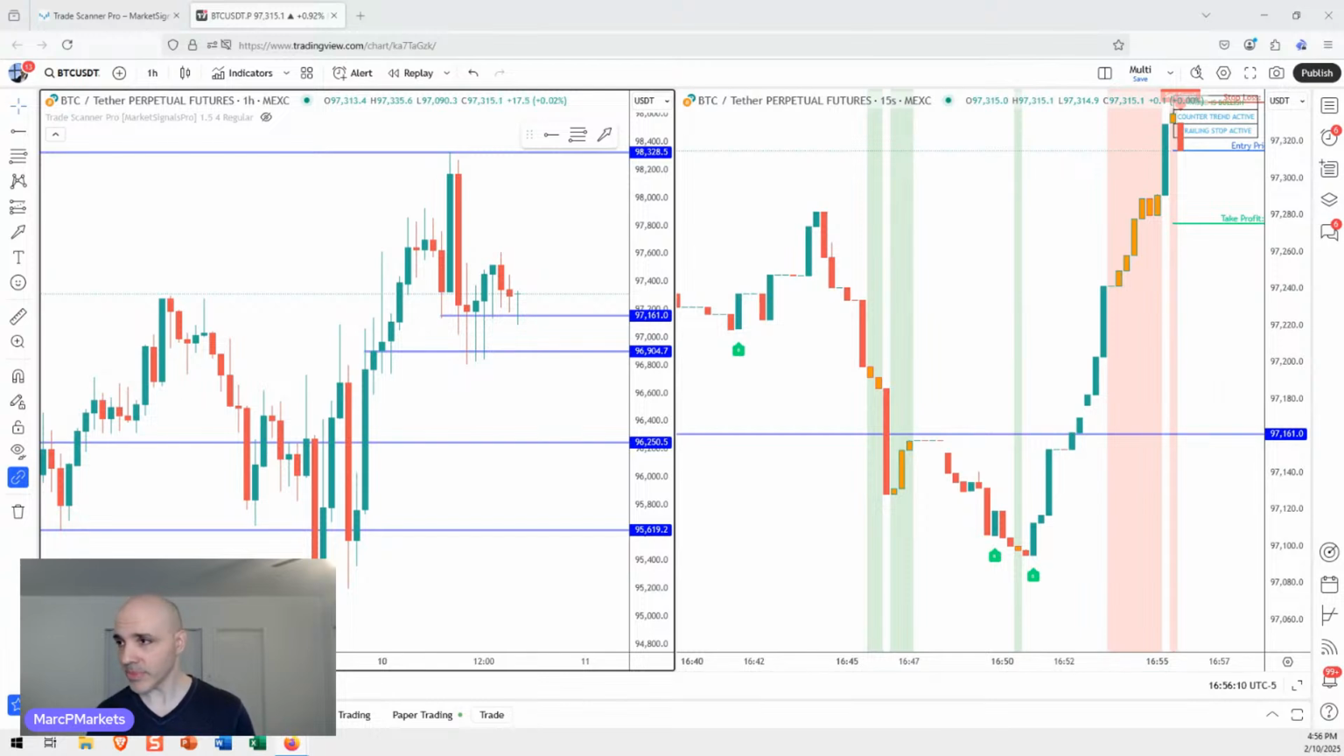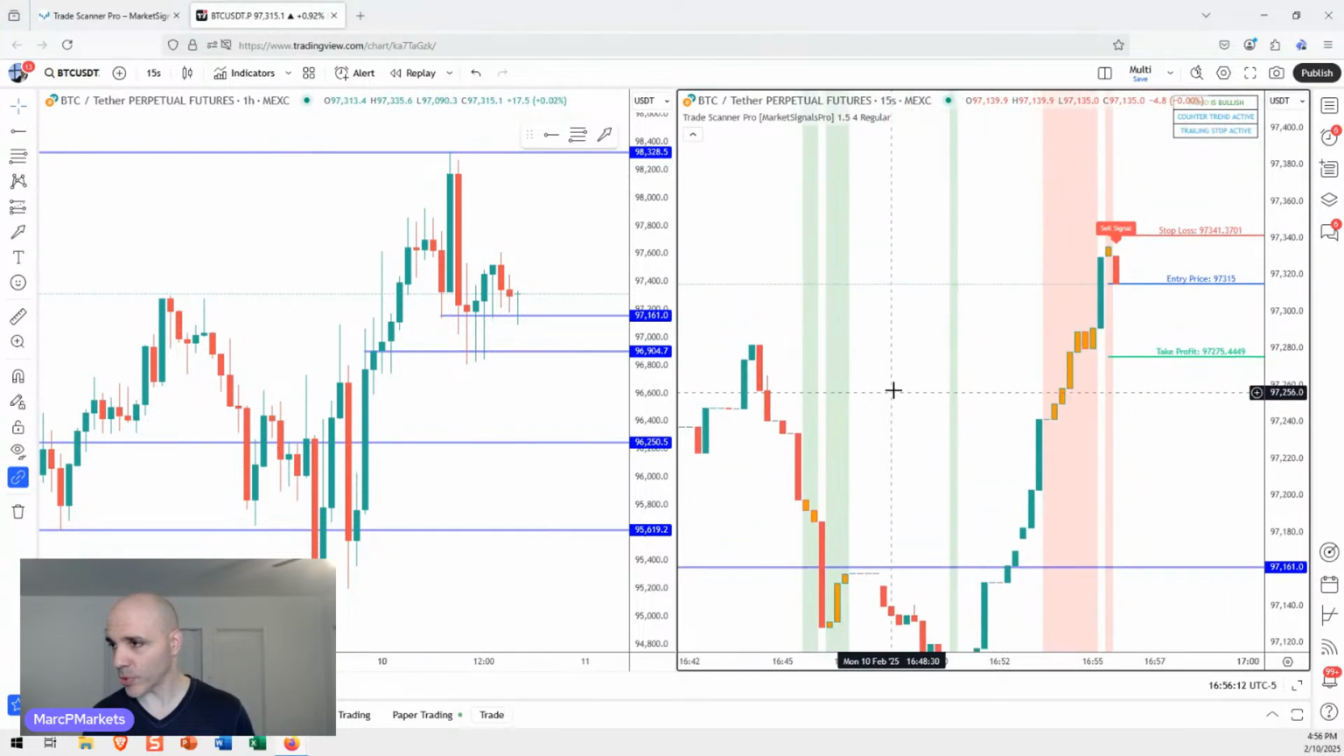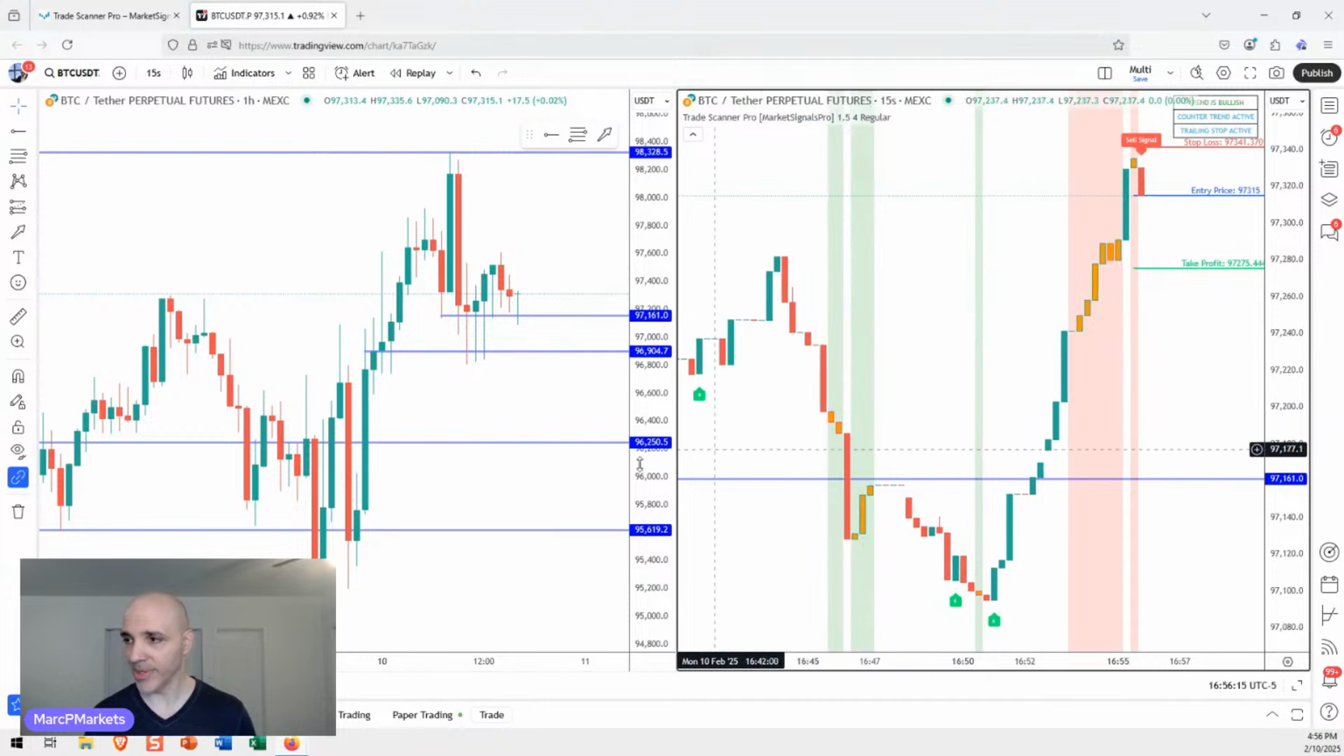All right. And by the way, let's see, is that a short signal? Yeah, no short signals here. What a move. And I missed it. All right, but you see, the Trade Scanner called it too.